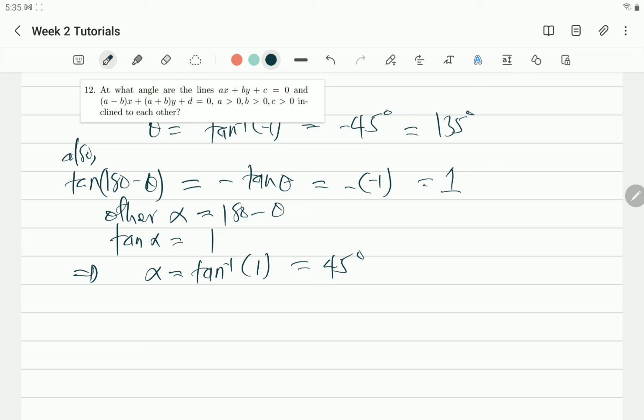So finally, the angles between these two inclined equations of line we were given are actually 45 and 135. So therefore the angles are 45 degrees and 135 degrees.